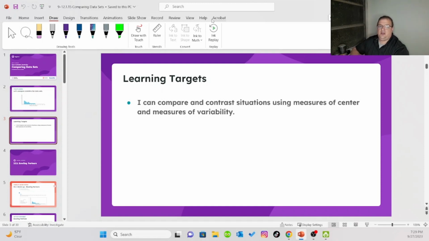So remember, my measures of center are my mean, which we use when we have symmetrical data, and median, which we use when we have non-symmetrical data. The measures of variability, when we have symmetrical data and we use mean, we can use mean absolute deviation, or more commonly, we can use standard deviation. And then when we use median, because we have non-symmetrical data, then we use the interquartile range.